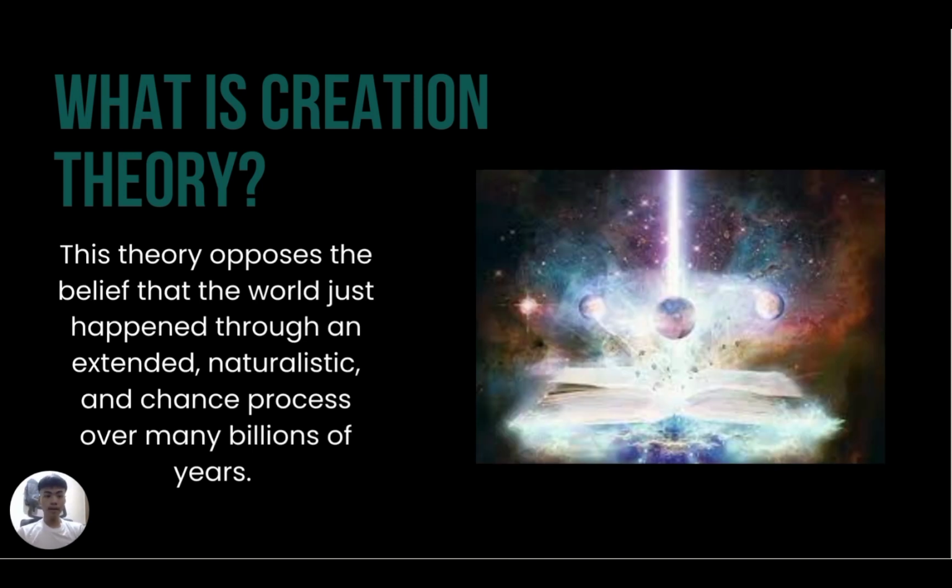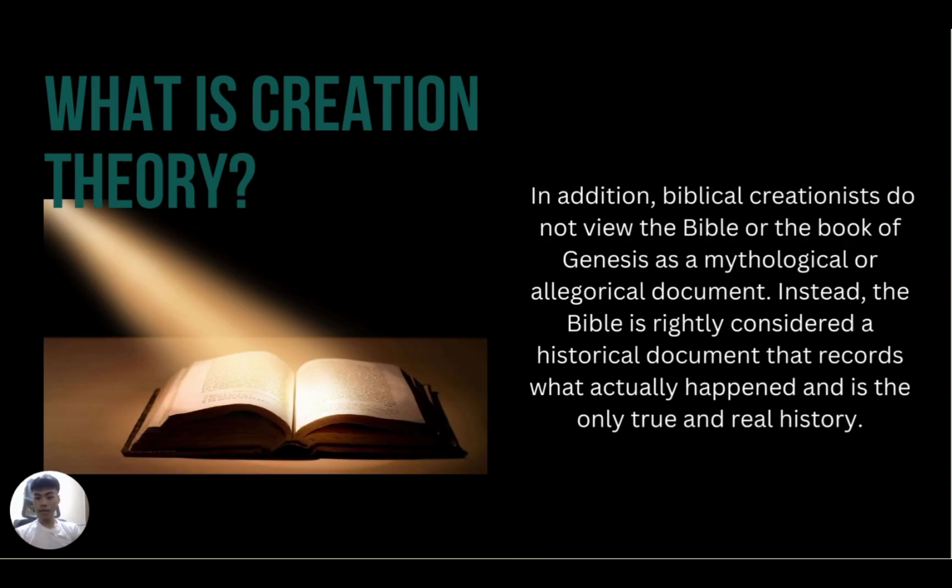This theory opposes the belief that the world just happened through an extended naturalistic and chance process over many billions of years. In addition, biblical creationists do not view the Bible or the book of Genesis as a mythological or allegorical document. They believe that everything that is written in the Bible is true and really happened in the past, in the time that it was written by the writers or the apostles. The document that records what actually happened is really the only true account.